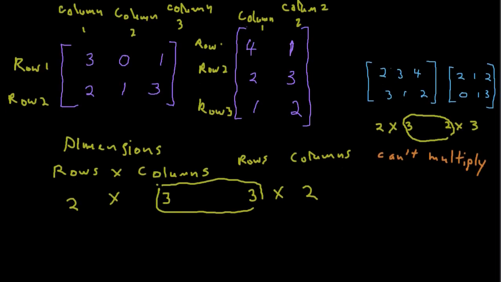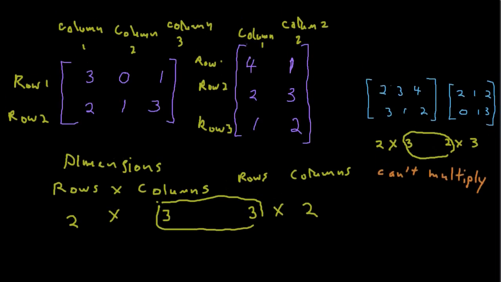But we can multiply our first pair of matrices, and so we can do that, and our result will be the number of rows in the first matrix by the number of columns in the second matrix. So our product will be a 2 by 2 matrix. 2 by 2 matrix for our product.